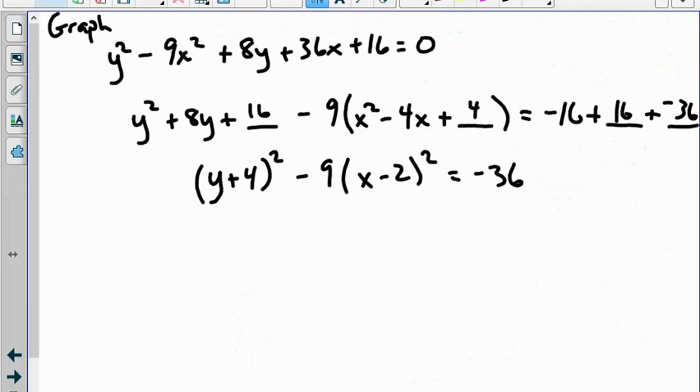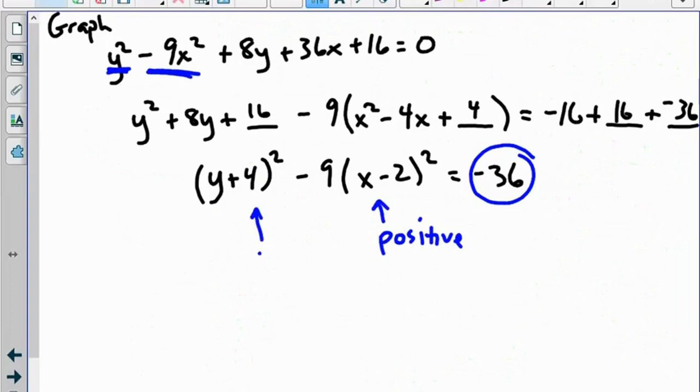Originally, this problem looked like we had a positive y squared and a negative x squared. But if you're careful, you notice that we have a negative 36 over here. And I want to get this to equal 1, so I'm going to divide everything by negative 36. Well, what's going to happen? When I divide everything by negative 36, this is actually going to end up being positive. And this is actually going to end up being negative.